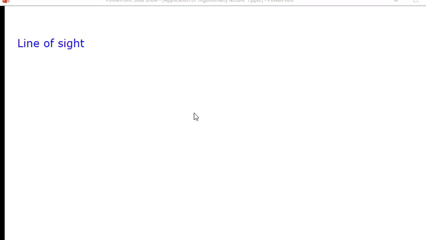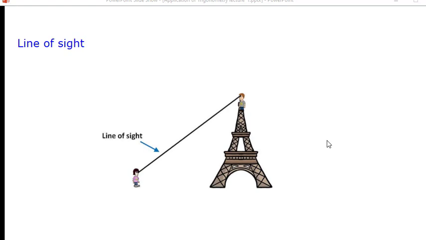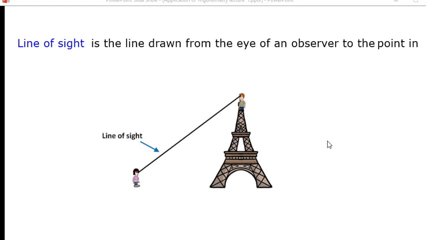Now let us see few terms. First is line of sight. What we mean by line of sight? Line of sight, as you can see, is the line drawn from the eye of an observer to the point in the object viewed by the observer. See diagram carefully. What is line of sight? It is the line which is drawn from the eye of an observer to the point in the object viewed by the observer.